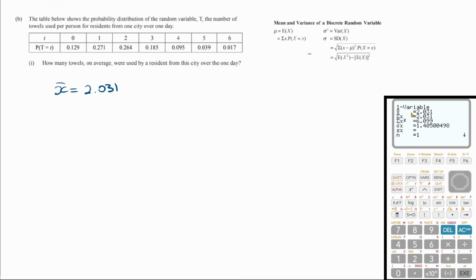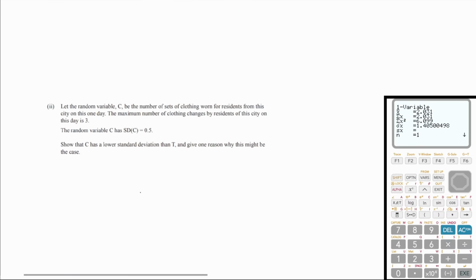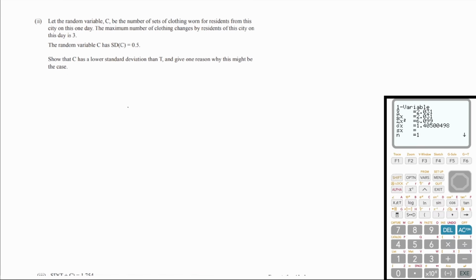And we might as well write down the standard deviation here. Standard deviation of t is equal to 1.405. Yeah, there we go. And now all the question wanted is how many towels do we use on average in one day? That is already given to us straight away from this question. So if we now write down the number here, that will give us an achieved mark here.